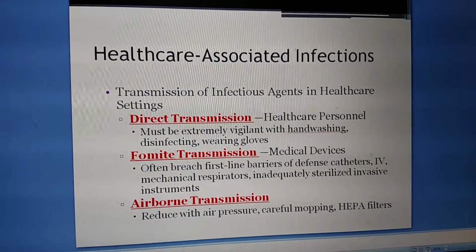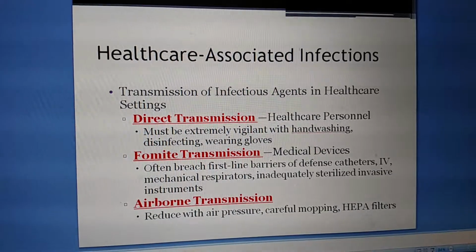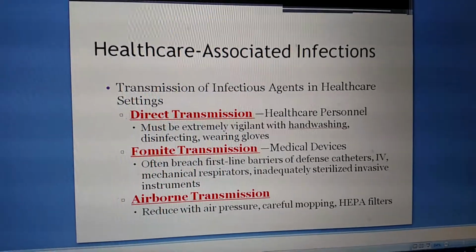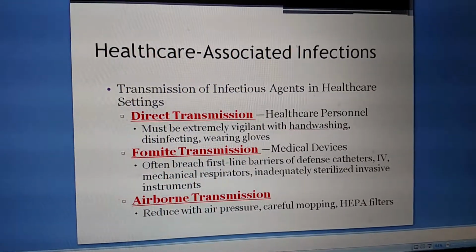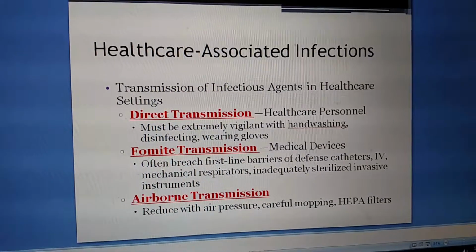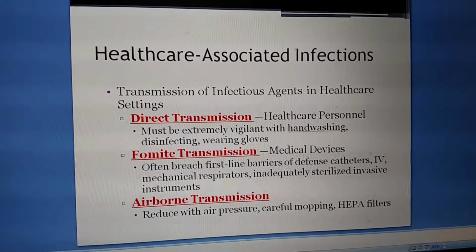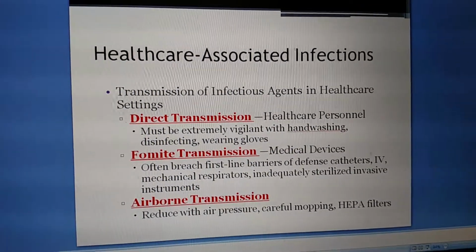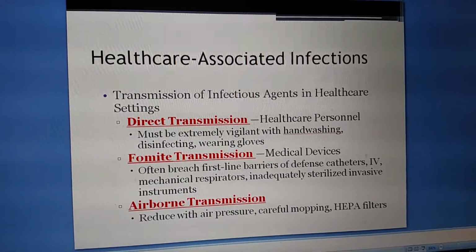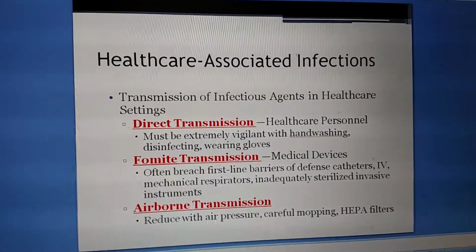In terms of transmission, you can have direct transmission. This usually comes from healthcare personnel. You have to wash your hands, you have to disinfect, you have to wear gloves. You can also have transmission through fomites. When you're dealing with things like IV lines, catheters, respirators, if they are not sterilized correctly, you are totally introducing contamination to the patient's body because those devices breach the first line of protection our bodies have against letting pathogens in.